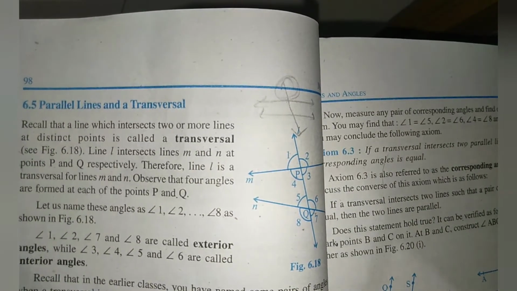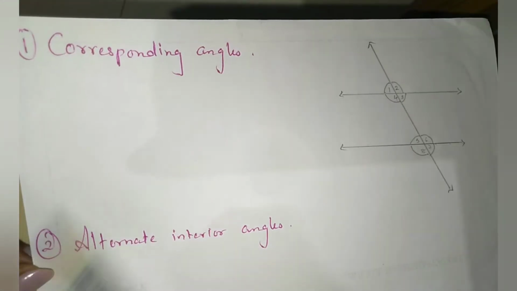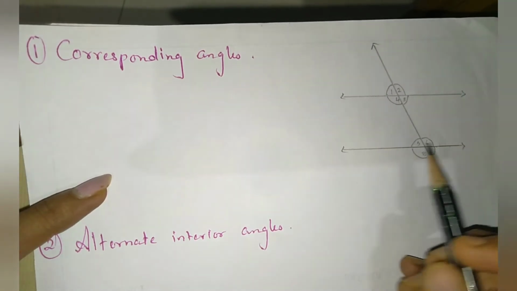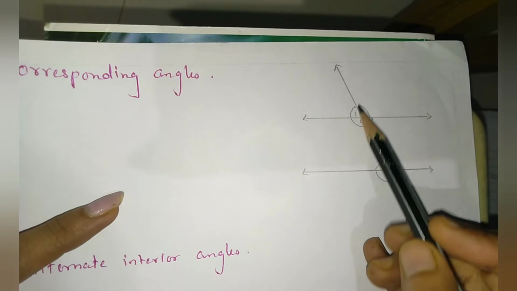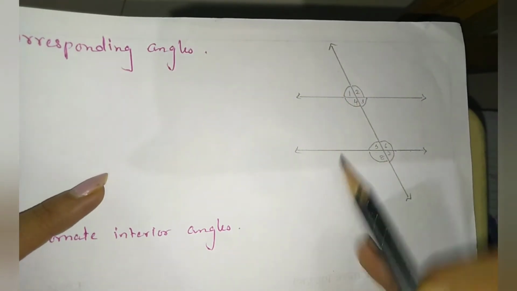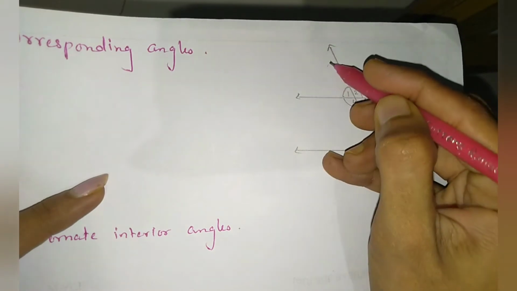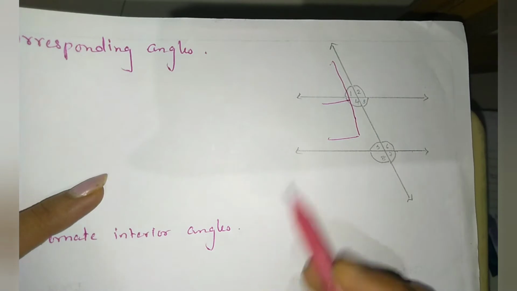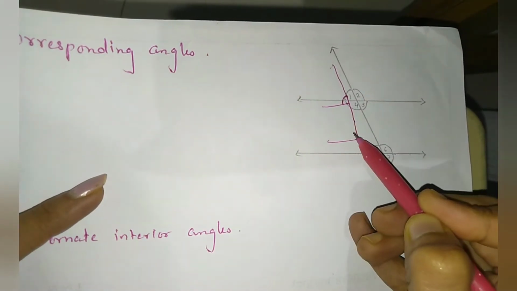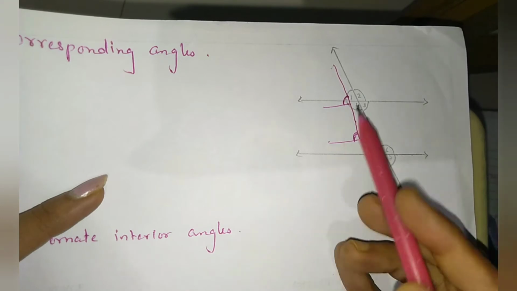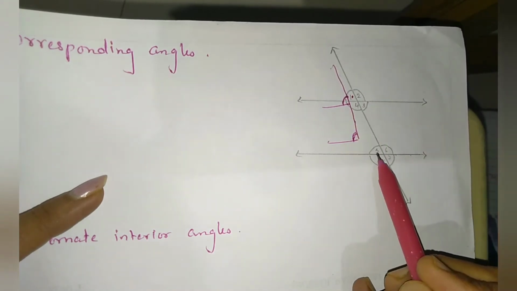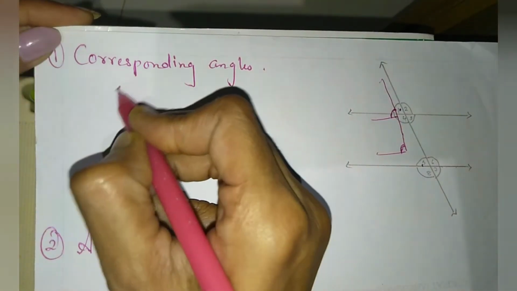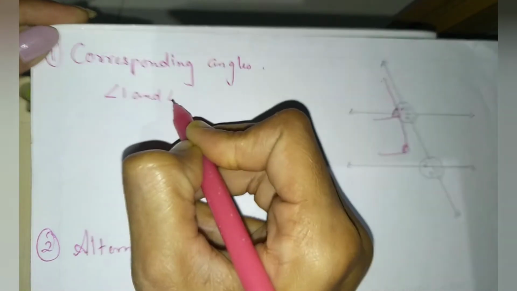Now let us see angles. What are called corresponding angles? If your angle is like this way, here it is forming an F. See, this is your line. F forming this angle, and this angle is called corresponding. Like here, angle 1 and angle 5 are corresponding to each other. How can we write that? Angle 1 and angle 5.